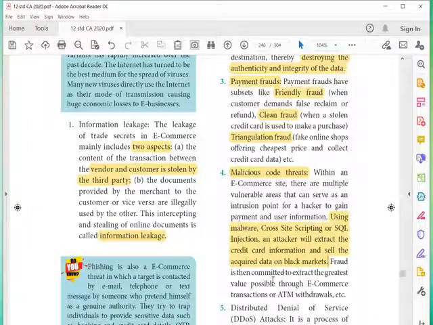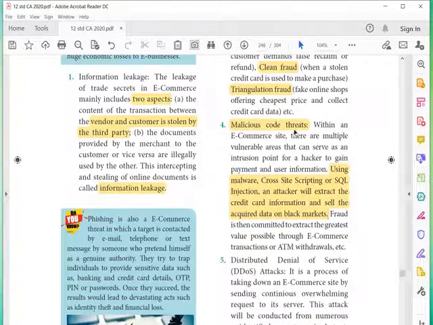Fraud is committed to extract the greatest value possible through e-commerce transactions or ATM withdrawals, etc. So the code threat means giving a false code and taking our data from the site.